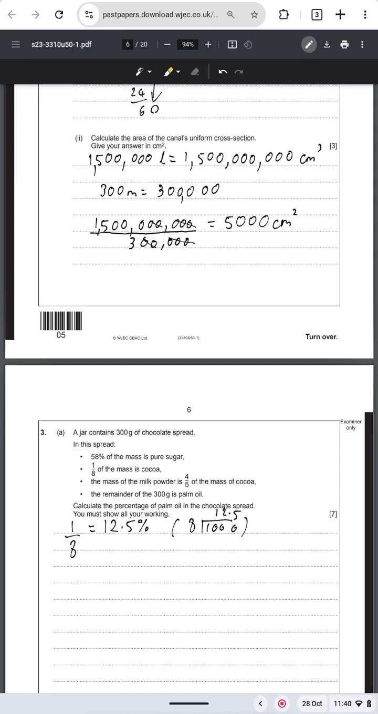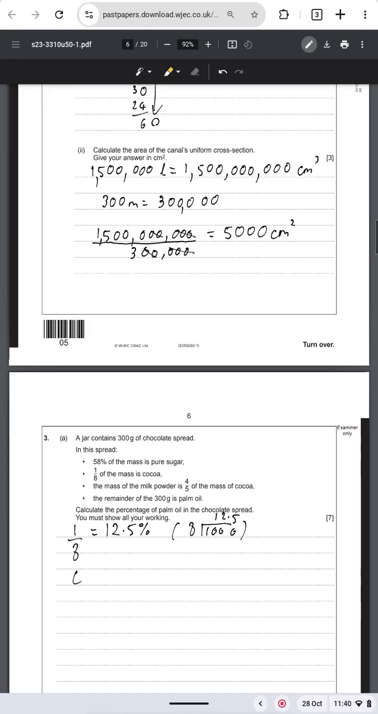We now know that 4/5 of this 12.5 is milk powder. So if we find 4/5 of 12.5, then this is equal to, well, 4 times 12 is 48. 4 times 0.5 is another 2, so that's going to give us 50 over 5, which equals 10%.